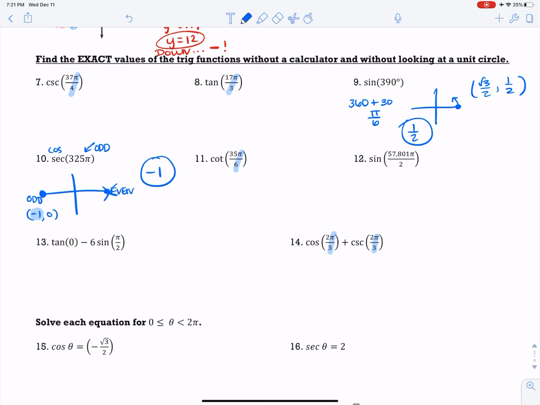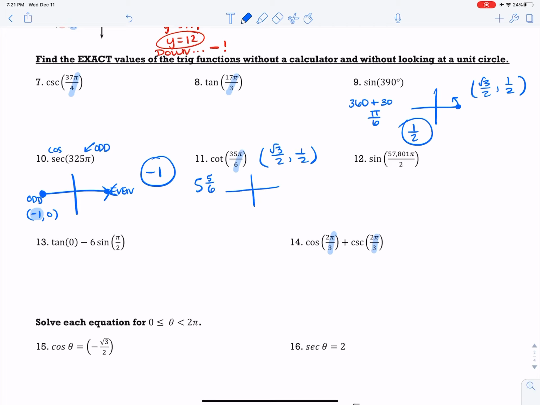All right, let's do one that we probably should know how to do, which leads us to number 12. So pi over 6. Pi over 6, we already know the reference is square root of 3 over 2, comma, 1/2. And 6 goes into 35 5 times, and that's 30. So we need 5 more to get to 5 pi over 6.